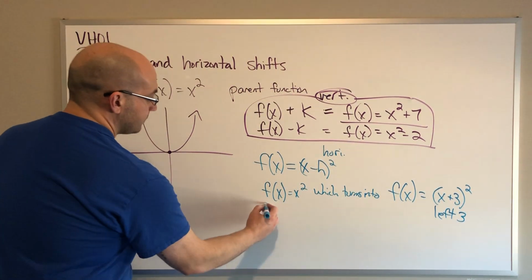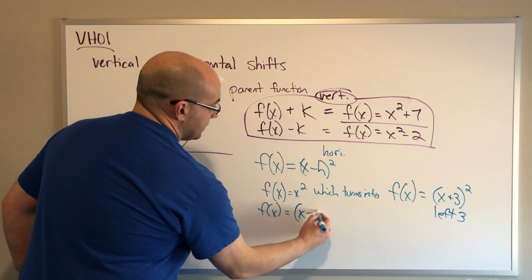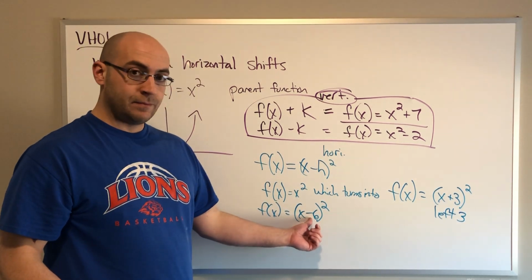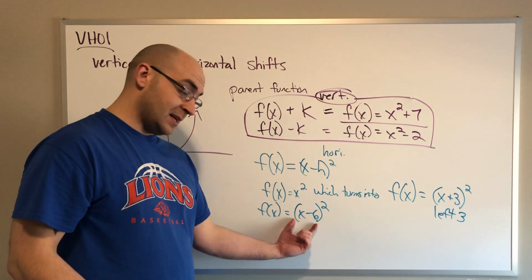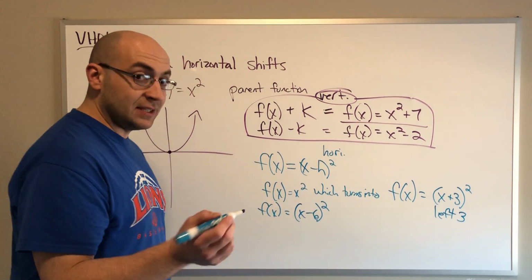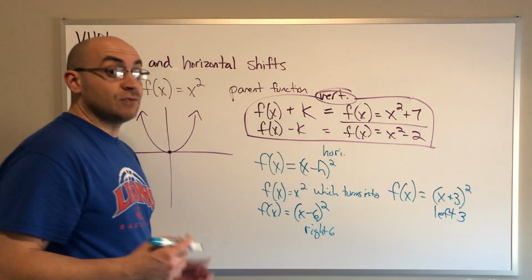Let's do 2 more. f of x equals the quantity of x minus 6 squared. Well, it looks like a minus sign, but it's lying to you because it's inside the parentheses, which means it's horizontal, and it's not telling the truth. This is plus 6, which means right 6. So it's right 6 units.